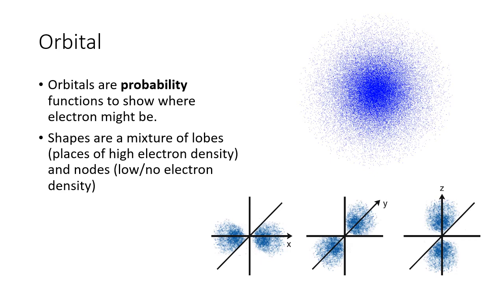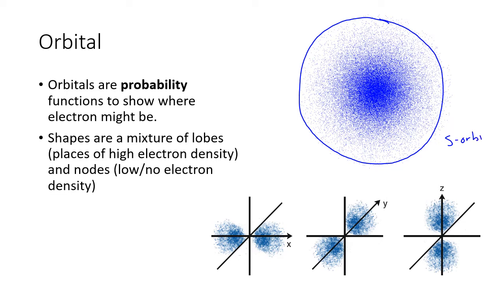The shapes that we see are actually a mixture of places where there's high electron density, called a lobe, and places where there is low electron density or no electron density, called a node. If I were to draw a circle around where most of the electrons are, that would give us the shape of an s orbital that we'll see in a later slide. If I were to circle where the electrons are likely to be found in this one, this would give me a p orbital, as we will see in the next slides.